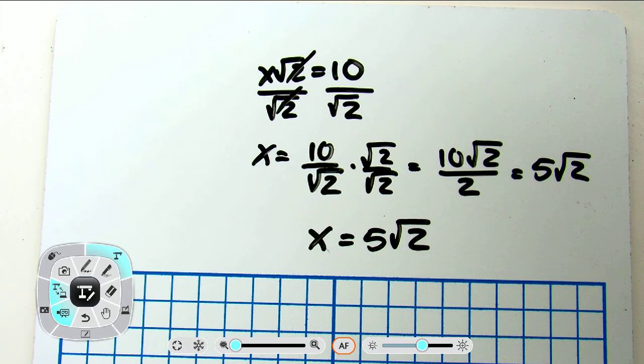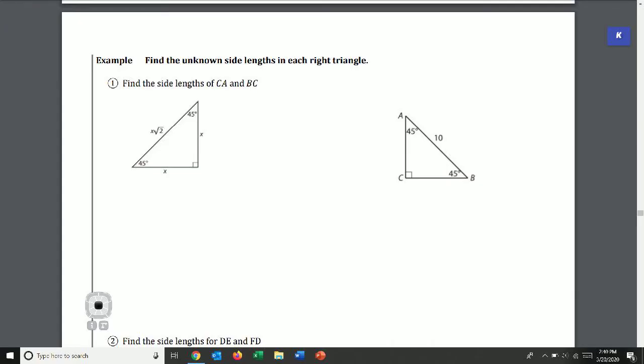Now, for question 1, they wanted us to find the lengths of CA. So CA is 5 square root 2, and then BC is also 5 square root 2, because in this 45-45-90 right triangle theorem, both legs are x.